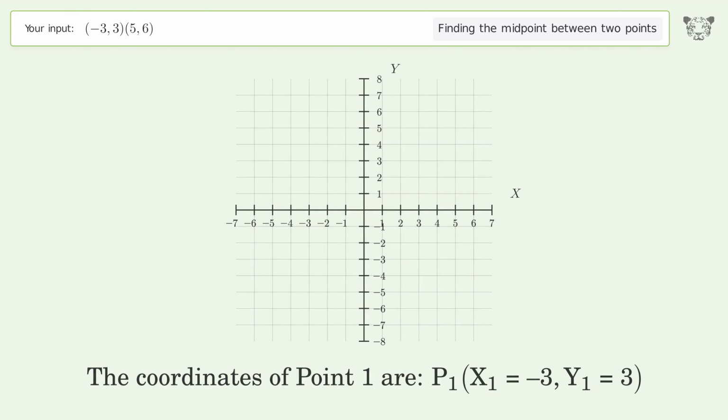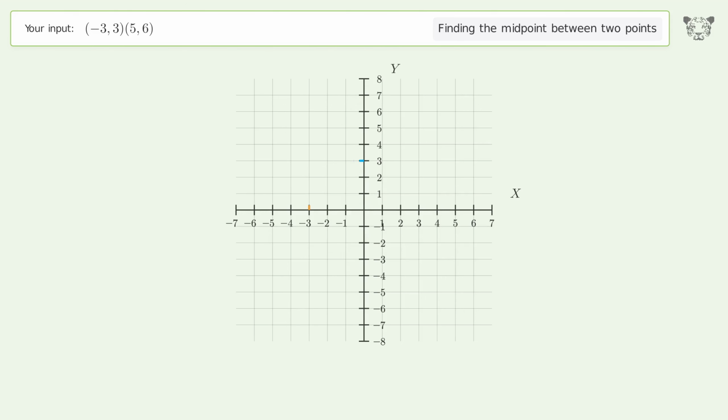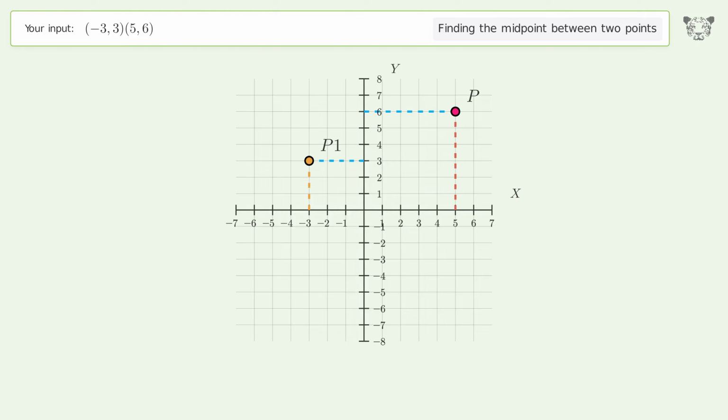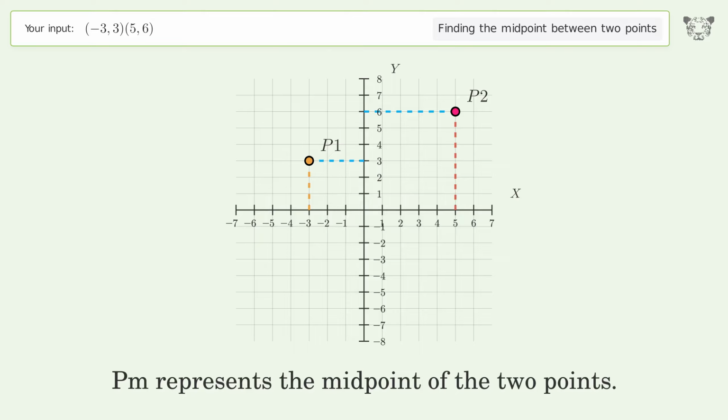The coordinates of point 1 are x1 equals -3, y1 equals 3. The coordinates of point 2 are x2 equals 5, y2 equals 6. PM represents the midpoint of the 2 points.